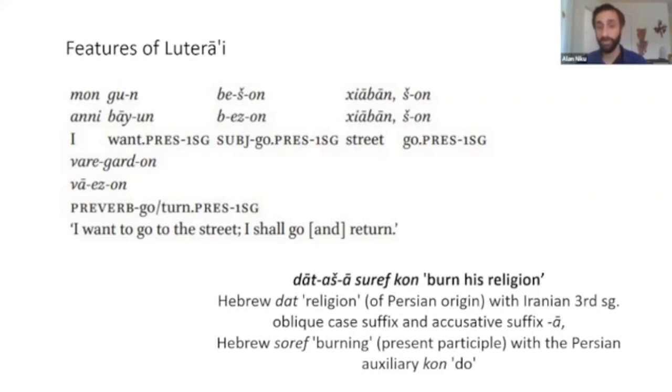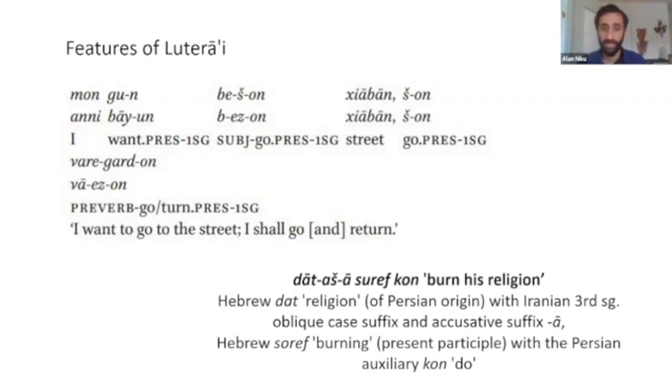Then you get bezon, the b and the on are Median prefix and suffix, but the ez is Aramaic. Ez is the Aramaic root for going, and so on. And then khiyaban is a Persian word, and then shon vaezon is another mix of Median and Aramaic. So if you're an Aramaic speaker, this might be actually easier to understand, but you would still need to know the Median grammar, which is why this is such a good secret language.